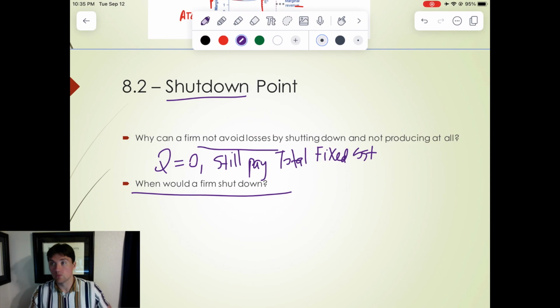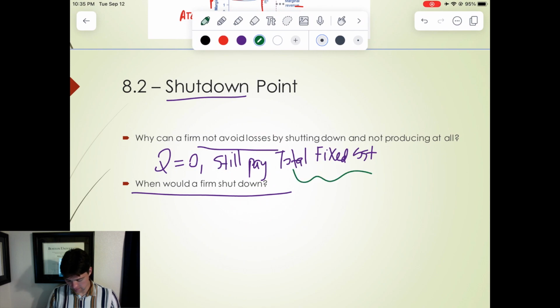So then the question becomes, well, when is that point? When should a firm shut down? Well, let's do this, okay? So let's forget about the sunk cost, right? Because that's exactly what the fixed cost is.